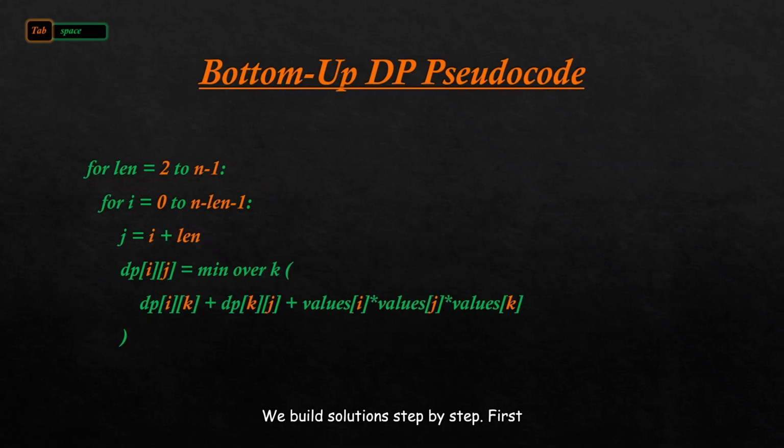We build solutions step by step. First, consider short intervals, then gradually move to longer intervals. For each interval ij, we compute dp[i][j] using all possible choices of k. This ensures that when we compute a larger interval, all its smaller subproblems are already solved.